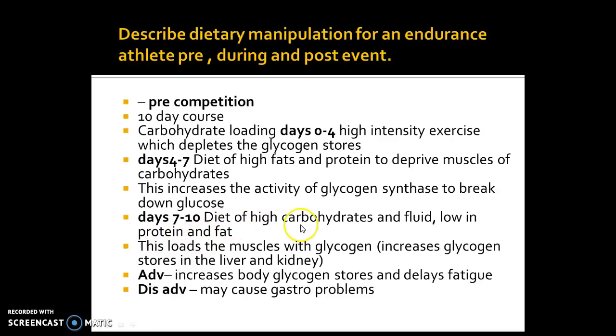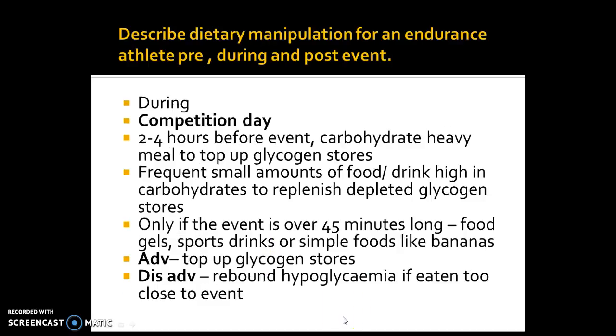During day 7 to 10, high carbohydrate and fluid, low in protein and fat. This then loads the muscles with glycogen, and this means that the liver and kidney have a high level of glycogen, which allows you to increase your aerobic capacity and delays fatigue. However, it can cause gastro problems. So they're key things for pre.